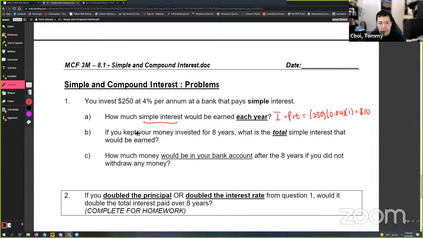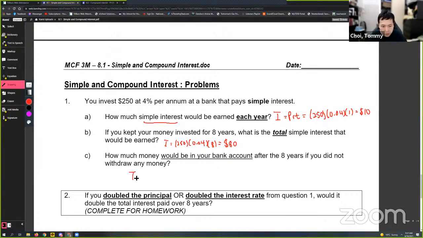Very simple. If you kept your money invested for 8 years, what is the total simple interest that would be earned? Well, we just use the same formula here. So 250 times 0.04, and this time we multiply by 8. And of course, if you realize we have the interest for 1 year, can't you just multiply that by 8? Yeah, you can do that. It's exactly the same. So you should get $80. And then the question is, how much money would be in your bank account after the 8 years if you didn't take out any money?